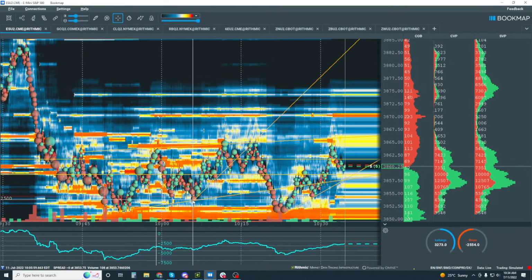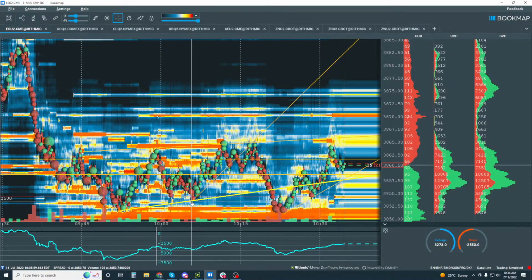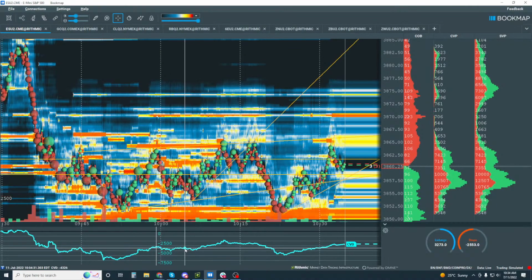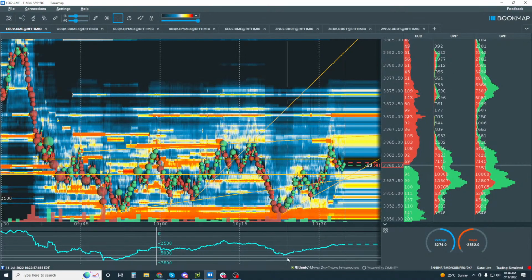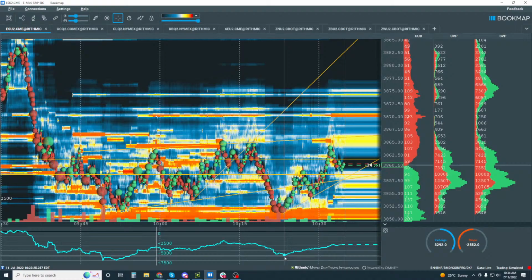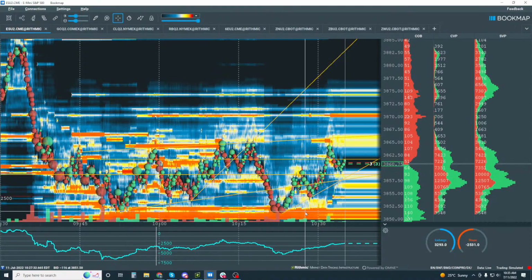Huge divergences. Okay, look at this: higher low here in CVD, lower low here in price. And then again here's a lower low in price, and CVD is actually higher. Why is there divergence? It's because of all of this buying. That's why. It's as simple as that. Okay, and we already knew that.